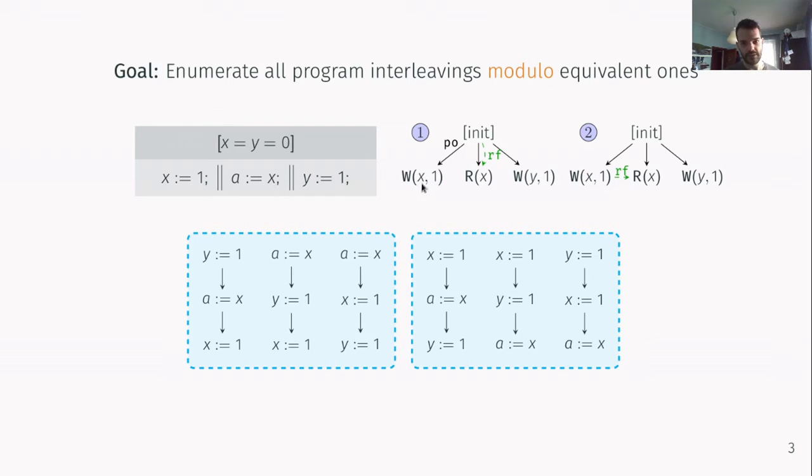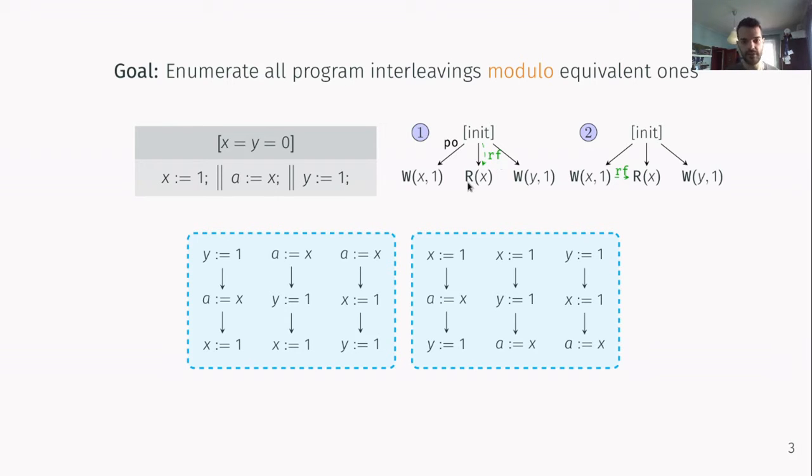So this node here corresponds to this instruction, and it basically says write to x the value 1. The edges in these graphs denote relations between the instructions. For example, this PO edge here denotes program order. Such edges connect the initialization events to the first event of each thread, and they also connect the events of a particular thread. And these green edges, these RF edges, show where a particular read is reading from. They are called reads-from.